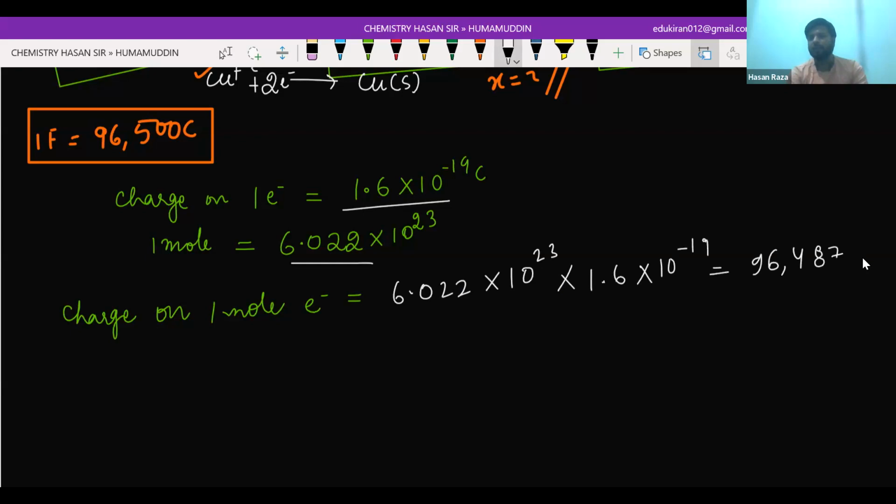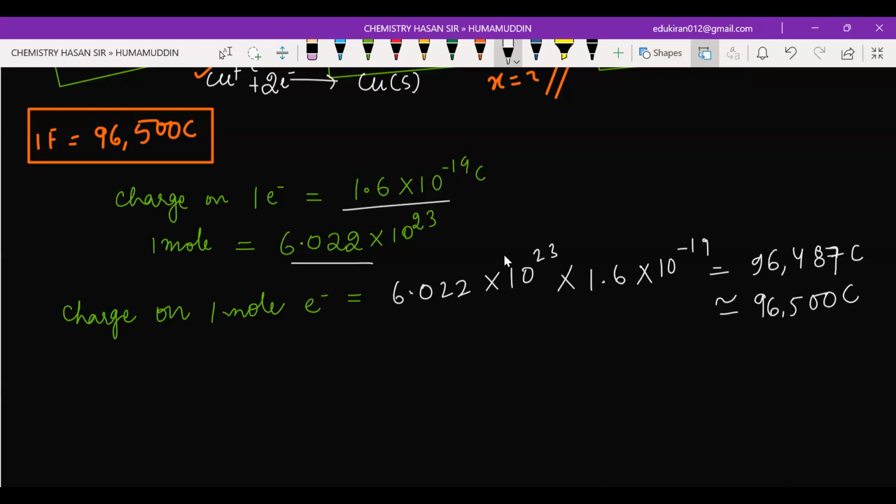You will get 96,487 coulomb approximately. And for numericals, we use 96,500 coulomb. So please do write it. So from here, the charge on 1 mole of electrons is basically the value of 1 Faraday, which is approximately 96,500 coulomb. Please do write it.